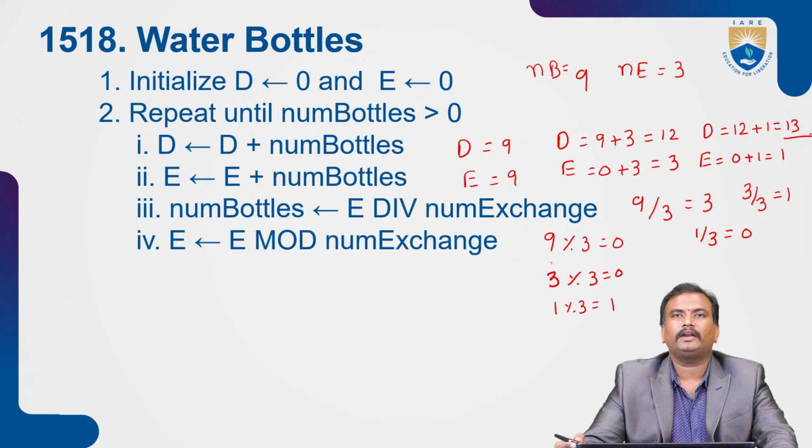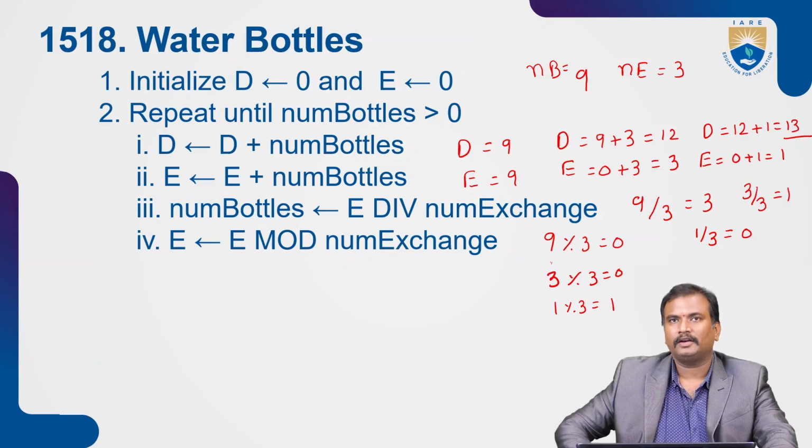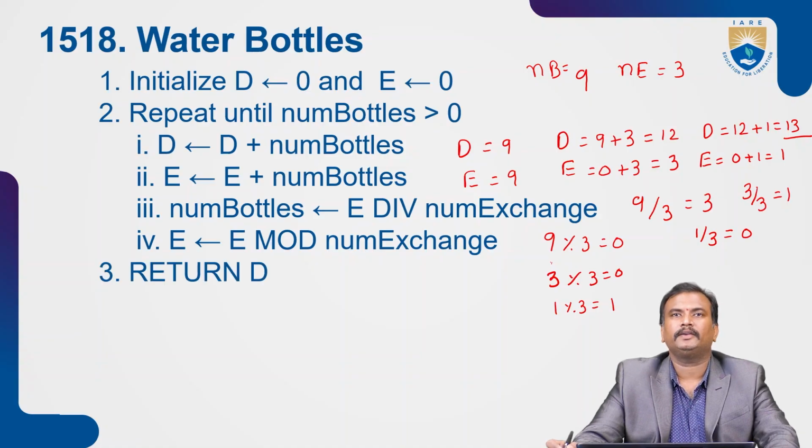And what we need to return as per the question is the maximum number of drunk bottles. So here we need to return D. This is the pseudocode and the step-by-step procedure for this particular question.